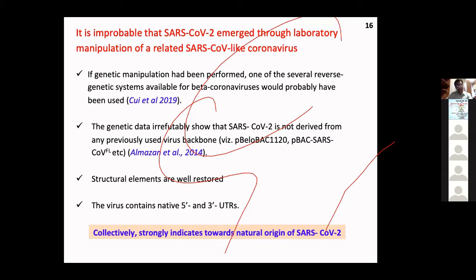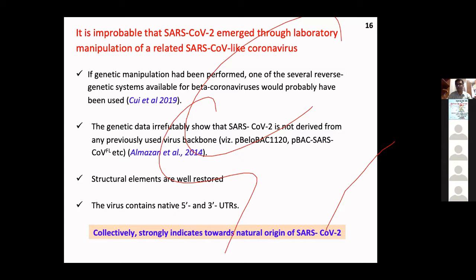So we can see that the structural elements are well restored, and at the same time the virus contains native 5' and 3' ends. Right at the very end, there are absolutely no signs of any other sequence as part of a promoter or a viral cassette. So that collectively strongly indicates a natural origin of SARS coronavirus 2.